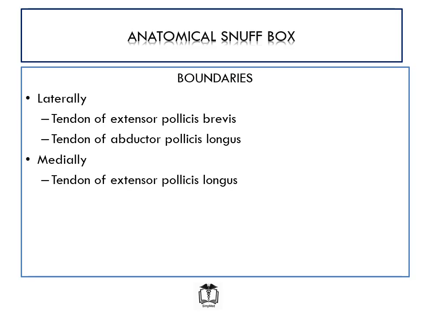The boundaries of the anatomical snuffbox include the lateral and medial boundaries. The lateral boundary is formed largely by the tendons of the extensor pollicis brevis and the abductor pollicis longus. I'll show you a picture of how it looks. Medially, it is formed by the tendon of the extensor pollicis longus. So remember that the extensor pollicis brevis and abductor pollicis longus form the lateral boundary, and the extensor pollicis longus forms the medial boundary. Please don't confuse this because they could always trick you into thinking that longus is forming the lateral boundary, whereas brevis is forming the medial boundary. It's the other way around.